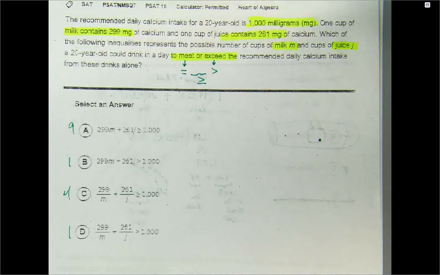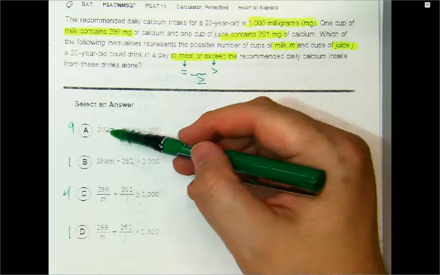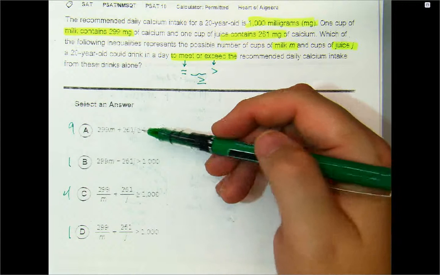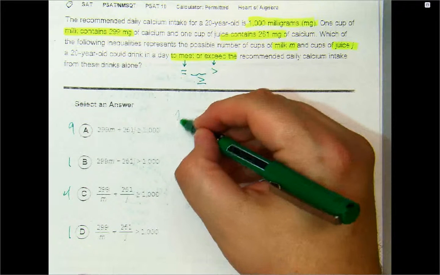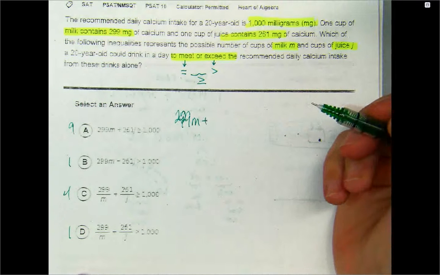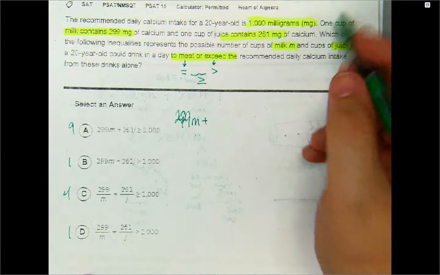Now, I've got to figure out how much calcium I'm getting from milk. I know there's 299 milligrams per cup, and I'm going to drink M cups. So how do I figure out how much calcium I got? Do I multiply or divide by the number of cups? Multiply. So 299M plus, and I do the same thing with the juice: 261J is greater than or equal to 1,000.